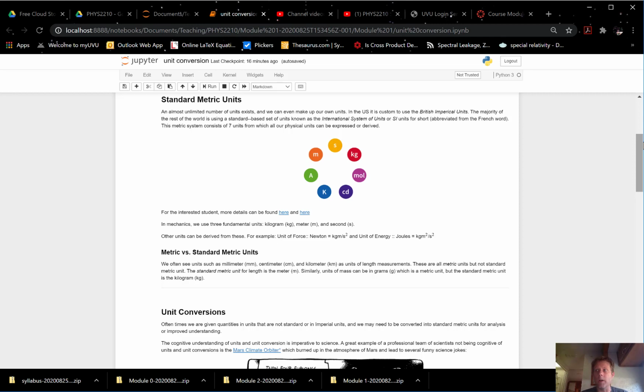Now you might think, what about the kilometer, what about the millimeter, and so forth. Those are all metric units, but they're not the standard. So for example, meter is the standard for the length measurement, or for distance measurement, whereas kilometers and millimeter, centimeter, and so forth, are also units of length. However, they are metric, they're not the standard. So the standard is the meter.